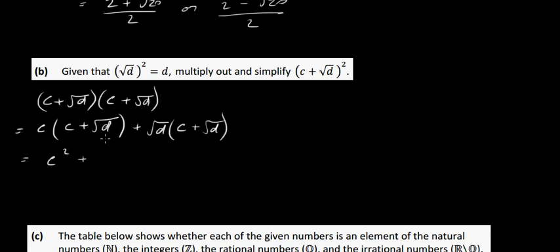C times root d is c root d. C times root d is c root d. Root d times root d is root d squared, and we were told here that root d squared is just d. Okay, so now we end up with c squared. We have a c root d plus a c root d, that's 2 c root d's. And then we end up with d here. So that's just those two multiplied out, or this thing squared. I don't think we can do anything more with that.